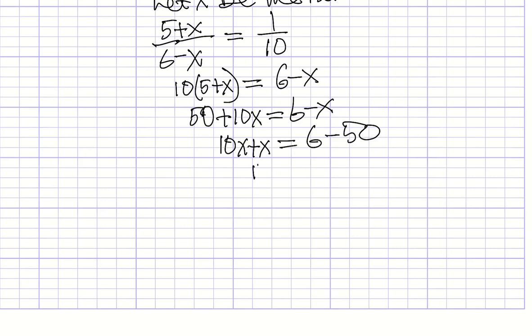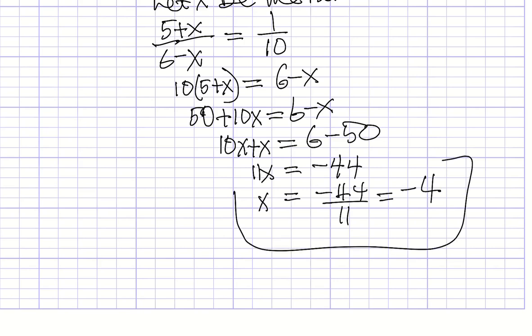Okay, that would be 11x equals to what is that? Negative 44, I believe it's 44. x equals negative 44 over 11 equals negative 4. You see that, right? We got x equals negative 4, and you can check.